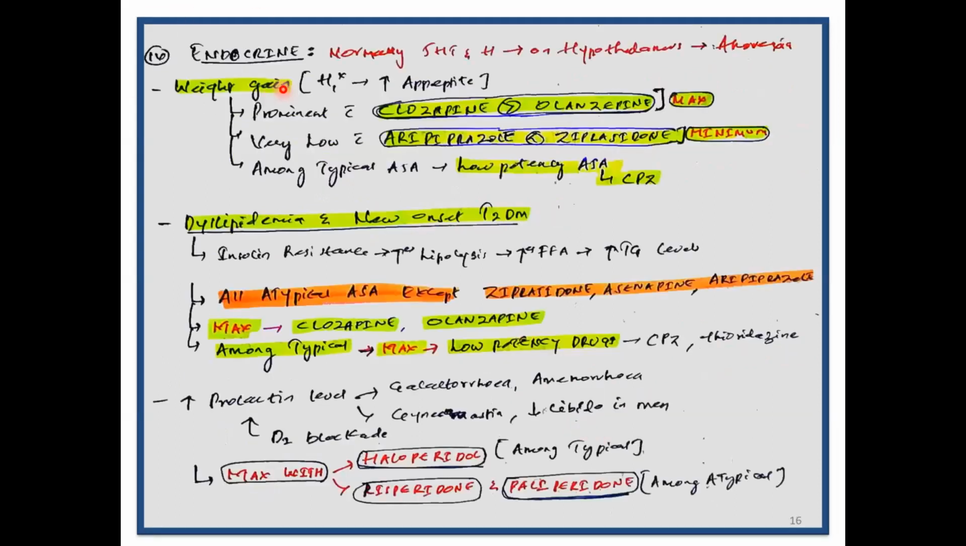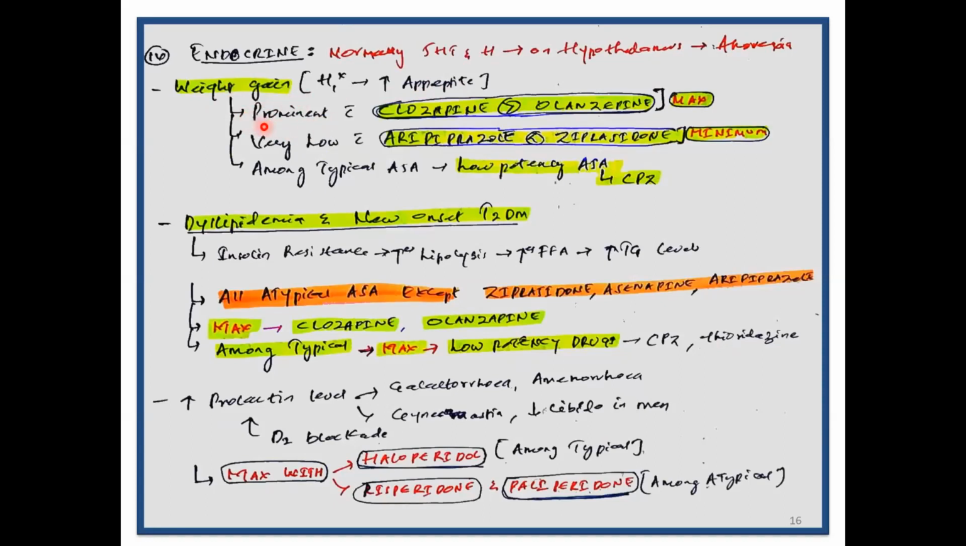Coming to the endocrine side effects, this is one of the high weightage adverse effects, most likely for the entrance once again. You will see that normally serotonin and histamine have the effect of anorexia by acting on the hypothalamus, that is centrally. Now what happens is, there are some drugs which act by blocking the H1 receptor, and therefore can cause an increase in appetite and hence weight gain. Let us see what those drugs are.